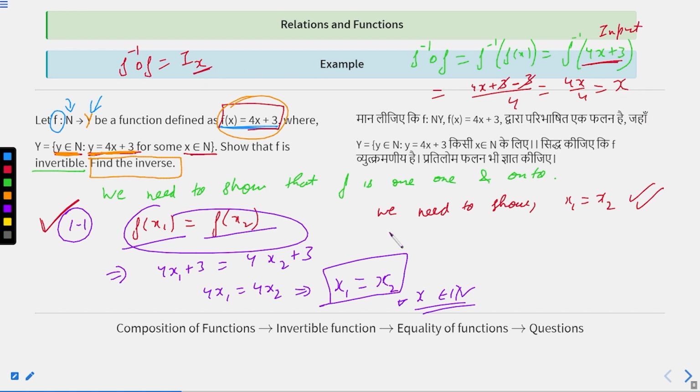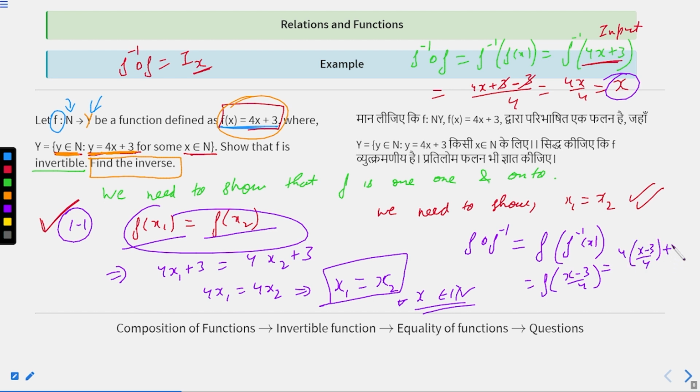If you try to find f of f inverse, you will get x. Let's see over here. f of f inverse of x: f inverse of x is (x minus 3) by 4, and f(x) will be 4 times (x minus 3) by 4, plus 3. So it will be x minus 3 plus 3, and you will get x. I hope that it is clear.